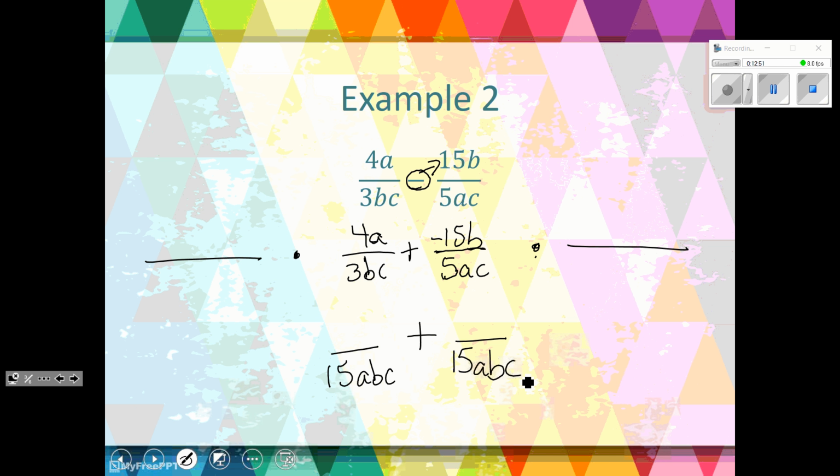How many are okay with that common denominator? You okay with that? All right, so what do I need to times by 3BC to get to 15ABC? 5A. And what I times by on the bottom, I must times by on the top. How about on this side?